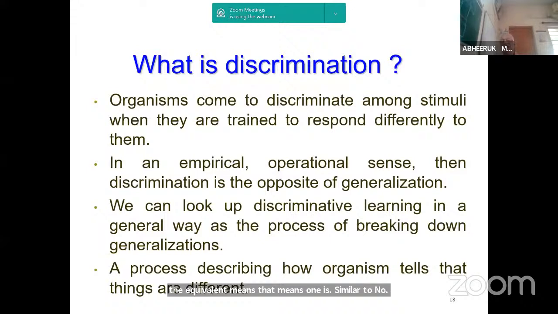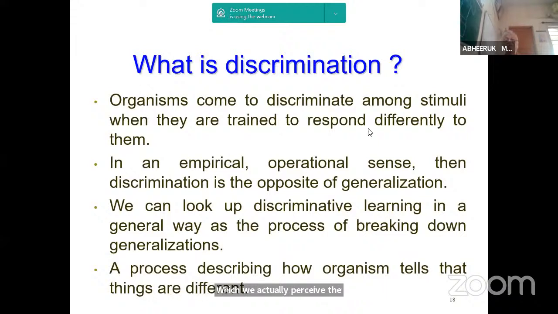Now, discrimination is how we discriminate among stimuli, whatever stimuli you get. You sense the things, and apparently they may be similar, but you differentiate them as different. This is called discrimination. Actually, in this concept learning, discrimination is very important. So organisms, many animals, human beings, anything which perceives the environment.